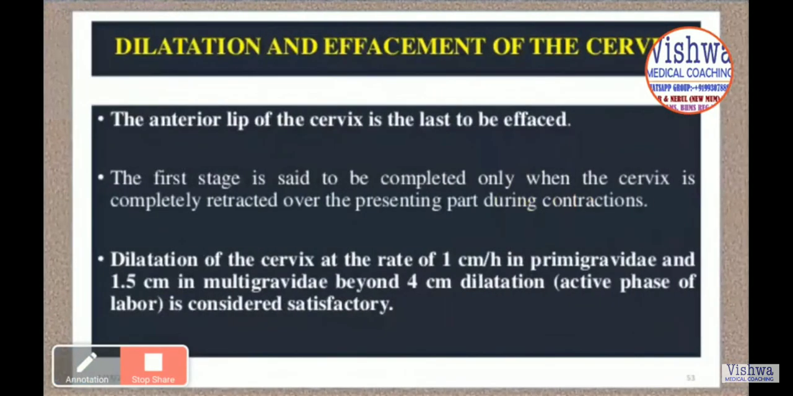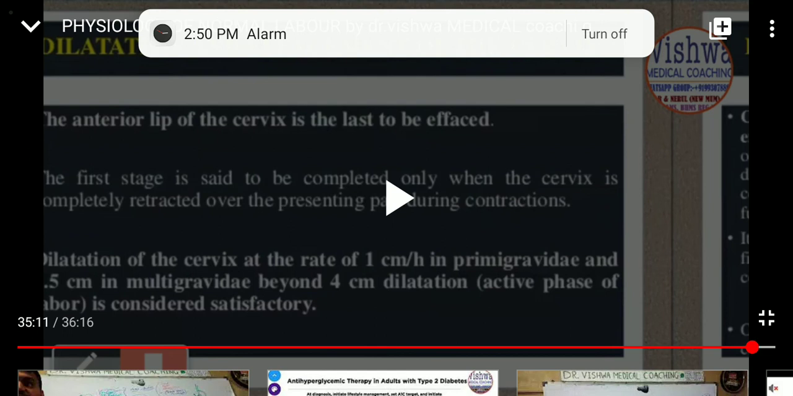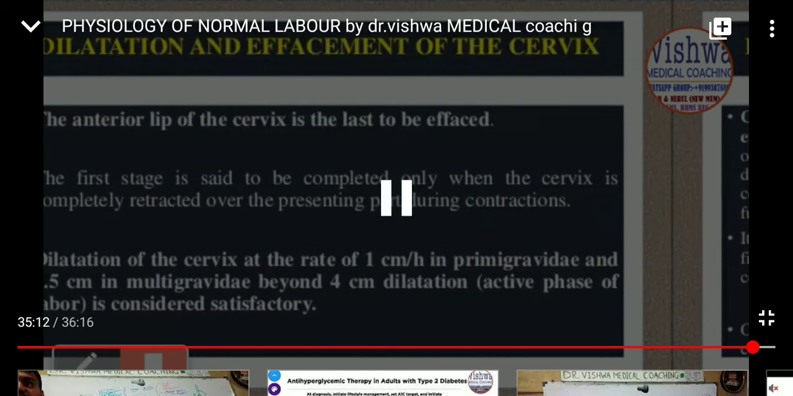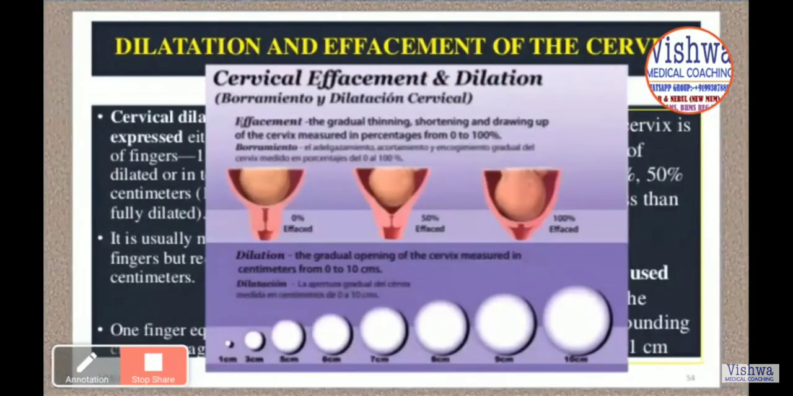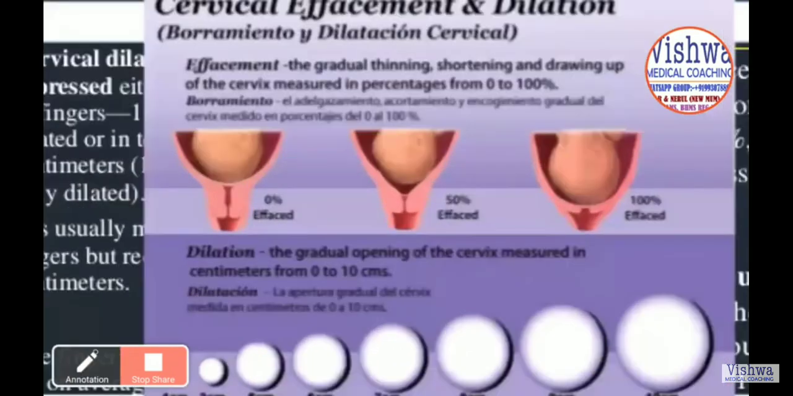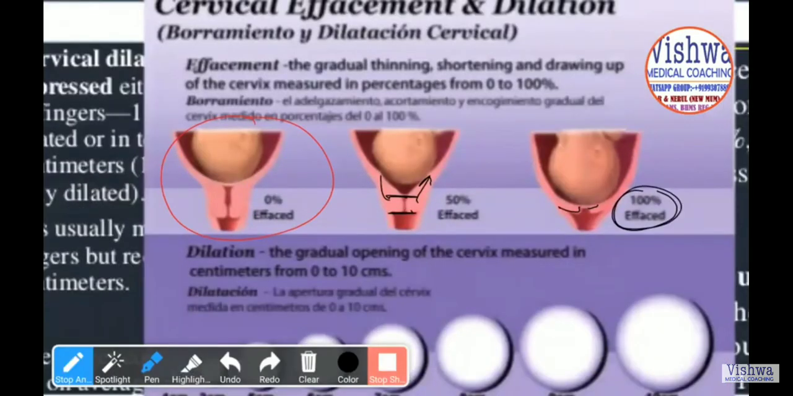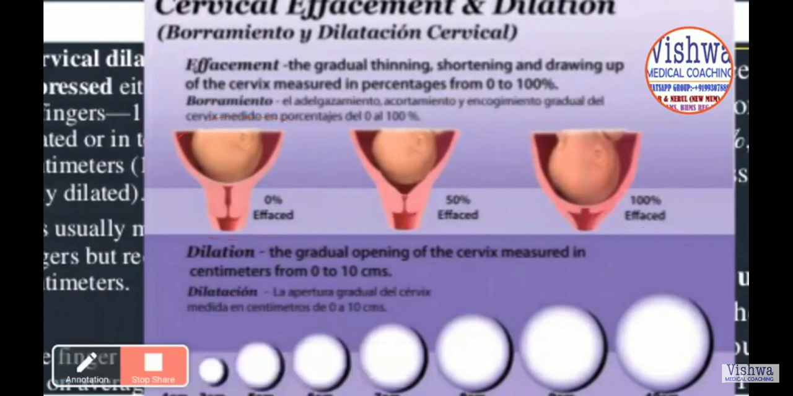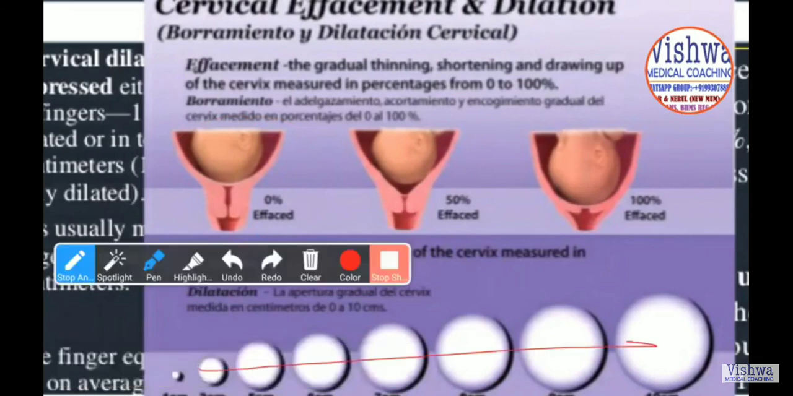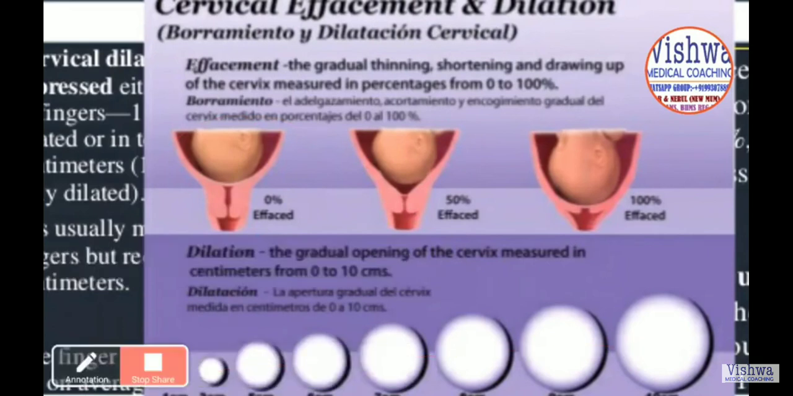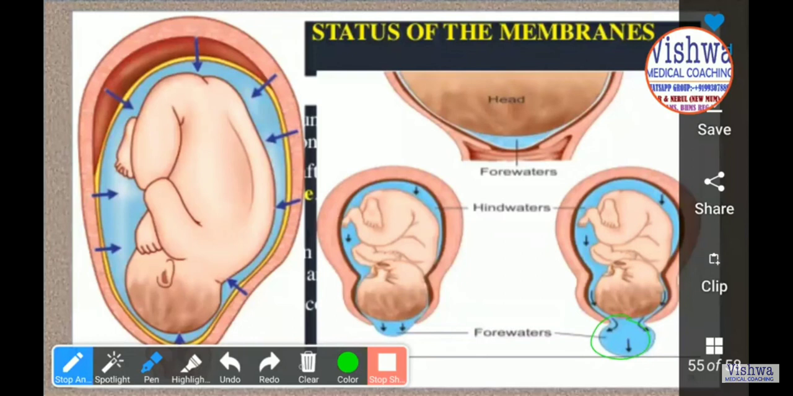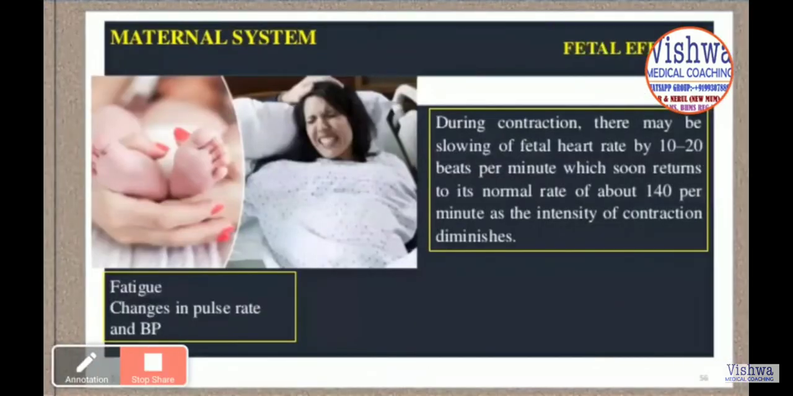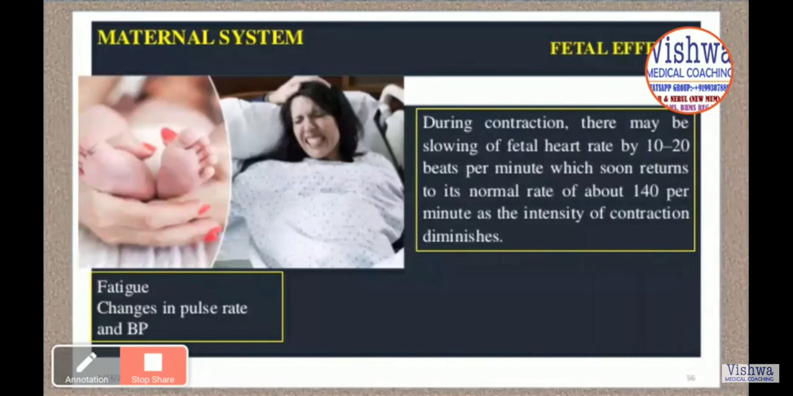This is about effacement. This is about 0% effaced, shown with the black color. 50% effaced means half of the surface has been taken up, and this is 100% effaced. That is easy to understand. And this is the progressive dilatation they have shown, progressive dilatation of the internal os. And of course, the bag of membranes is formed, and then this bag of membranes will burst to let the liquor come out. Right.